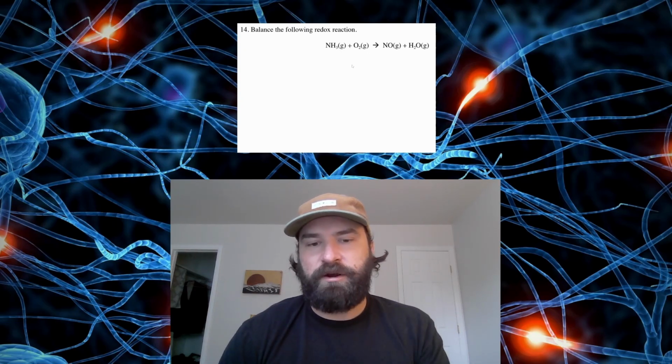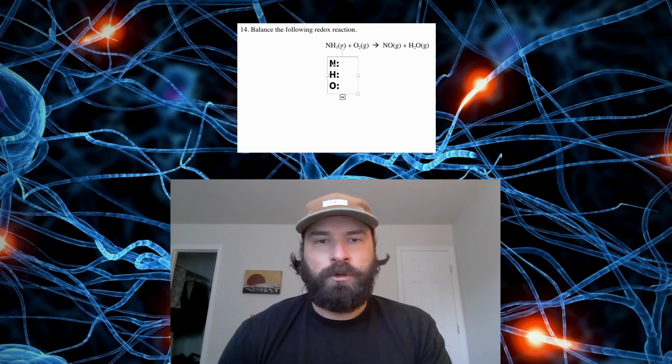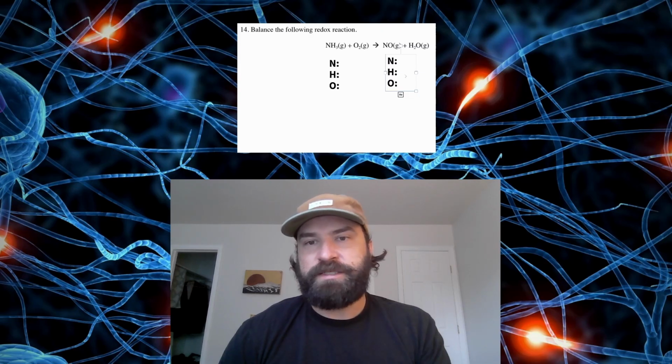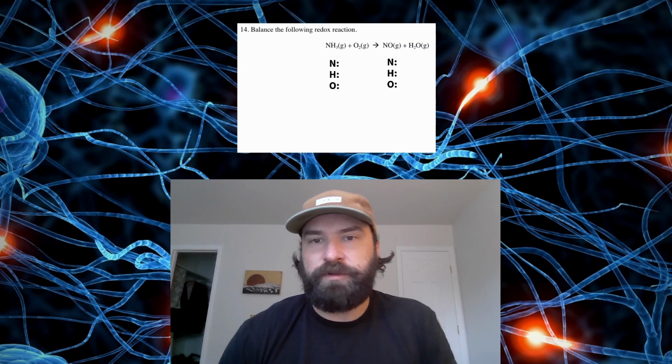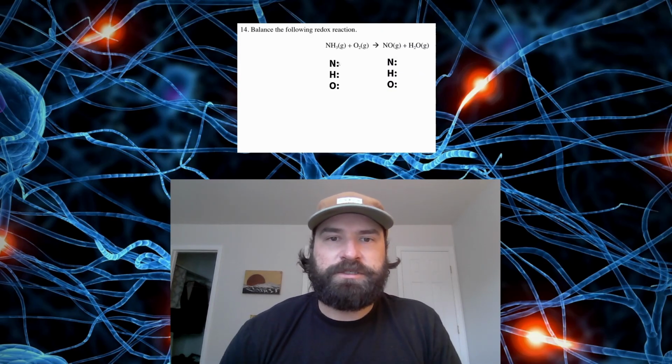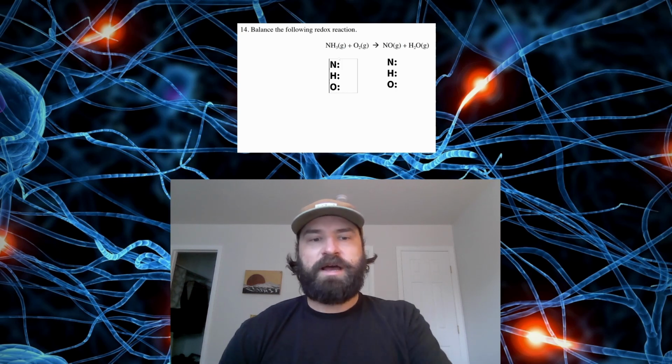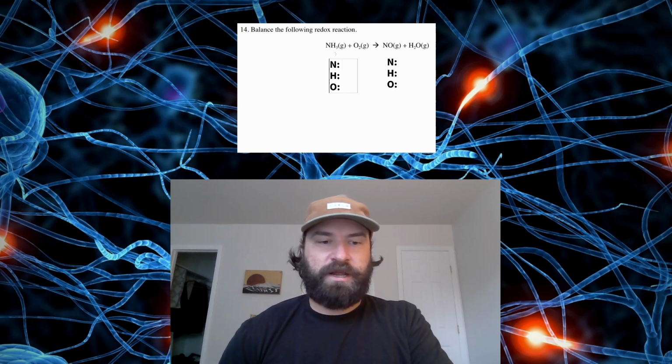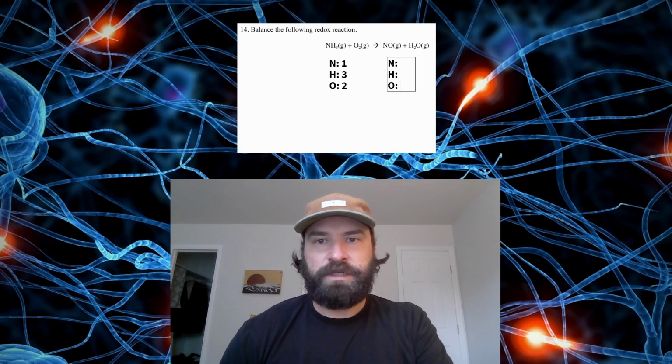So let's list out our elements here. We've got nitrogen, hydrogen, and oxygen on the left side. We've got the same elements on the right side, which is how it has to go. So thankfully that's the case. Let's just see how many we have on each side. So we only have one nitrogen on the left side. We've got 3 hydrogens and 2 oxygens before we put any coefficients in front of these.